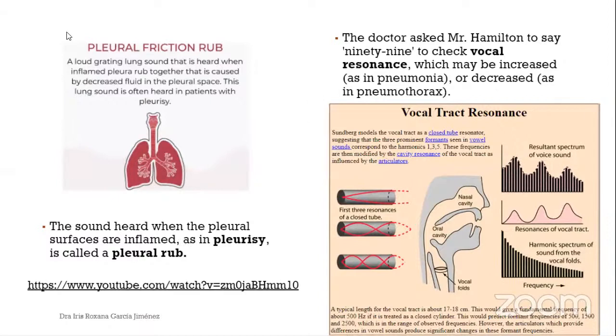As you can see, the doctor was asking Mr. Hamilton to say 99. In English, 99 is the correct expression to evaluate vocal resonance. In Spanish, you know, it's 33, right? That's the difference we're talking about. While checking the vocal resonance, we evaluate if it's increased, for example, in pneumonia, or decreased, as in the pneumothorax. This chart is just extra information. You can read all of this at home and check the specific vocabulary.